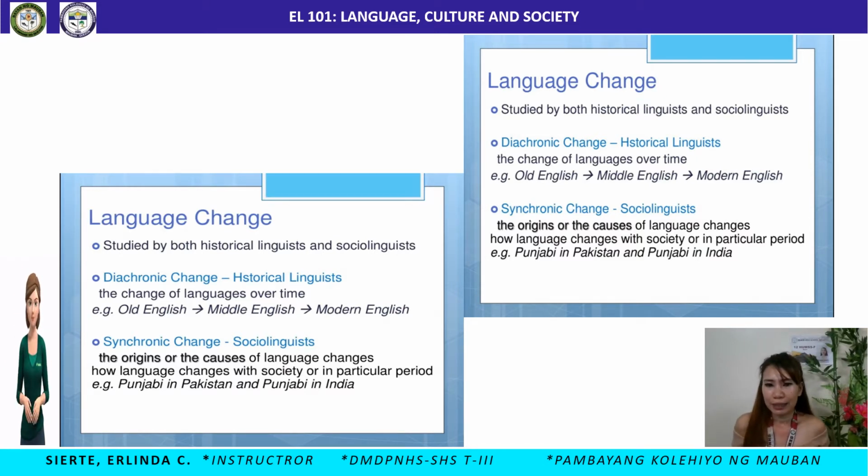Now, let's talk about the variation and change. Actually, language varies in three ways. So what are these three ways? We have in physical space, which is also called the regional variation. The second one is socially, which means the social variation. And of course, over time, meaning to say language change.